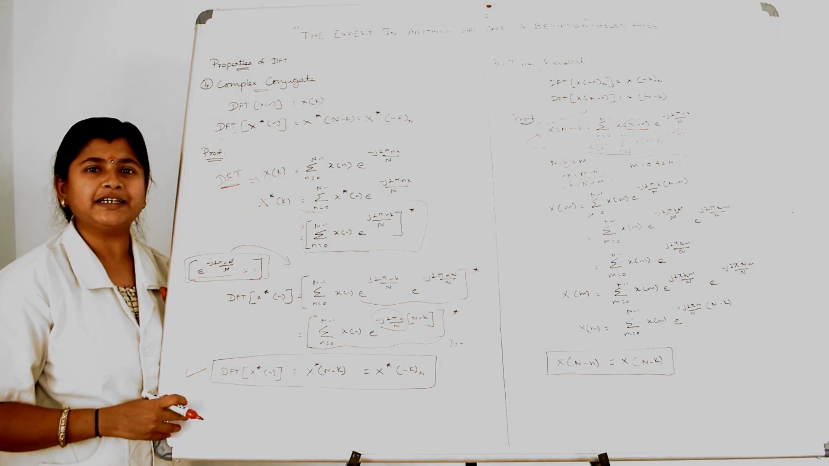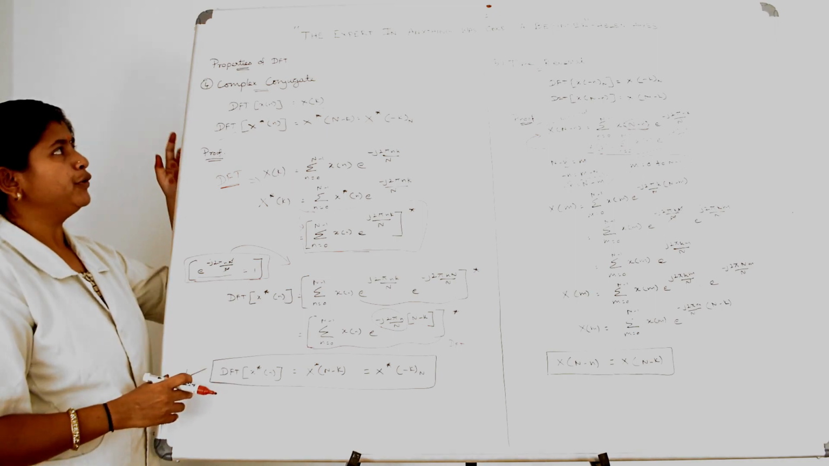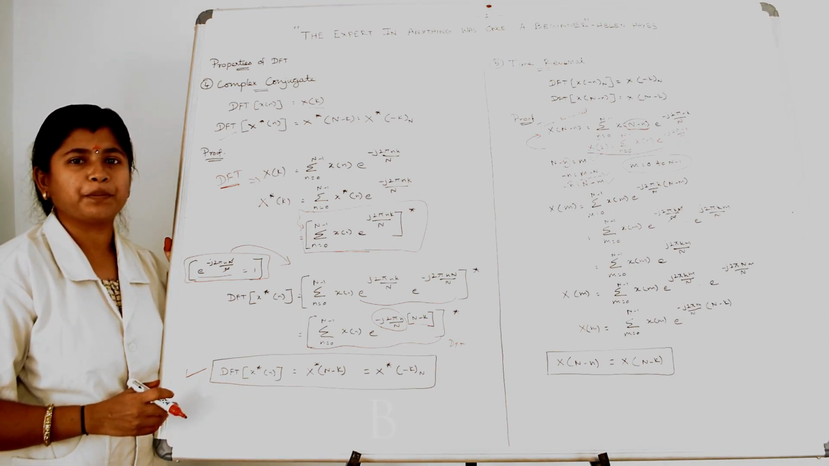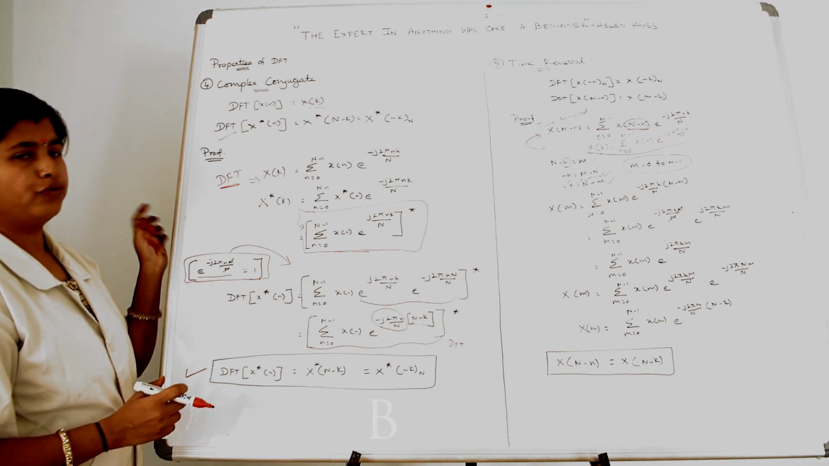In the previous video you have learned linearity, periodicity and symmetry properties of DFT. In this video you are going to learn complex conjugate, time reversal and circular convolution properties. First we will start with the complex conjugate. We will see the proof for it.